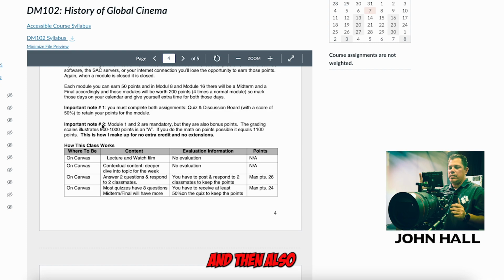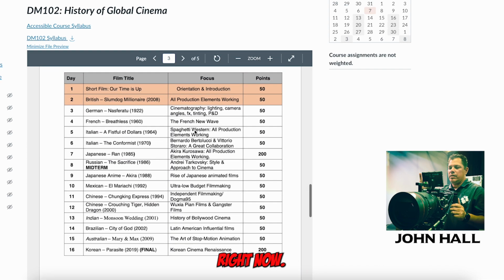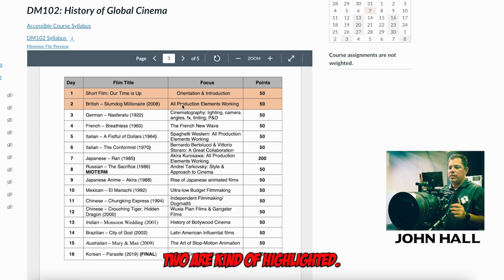And then also, modules 1 and module 2 are bonus points. Okay, so we'll look at that in a second. In fact, I'll scroll up to that right now. If you look right here, module 1 and module 2 are highlighted. I have those set as bonus points. So when you do module 1 and you do module 2, all the assignments will be set at 0. If you do both the modules, I will add in the points later, and you'll see that you get your 100 points. So this is what I do to make up for the fact that I don't accept any late work and that I don't give extra credit.